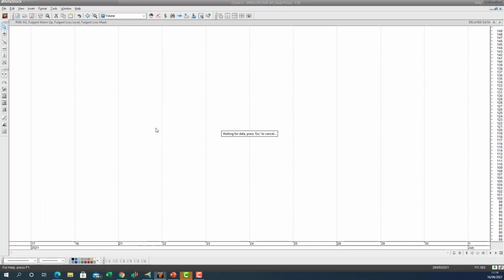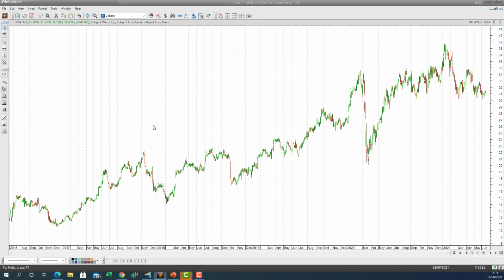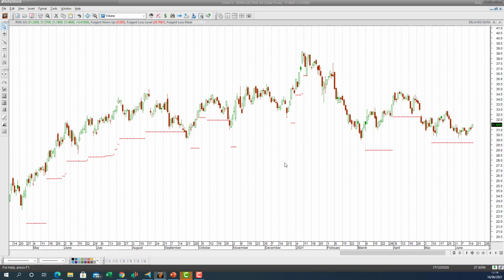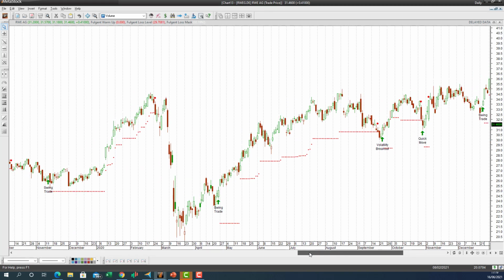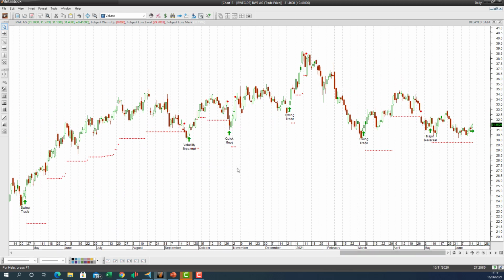RWE. So this takes a second to load. So you can see here, the first part of the year, very, oh, look at this trade. November, huge move, got you out just before the big drop. Swing trade there, stayed in that trade until about September. And now if we move quick, volatility breakout, quick move, swing trade there, with sell signal at the top, swing trade there, hit the trailing stop.